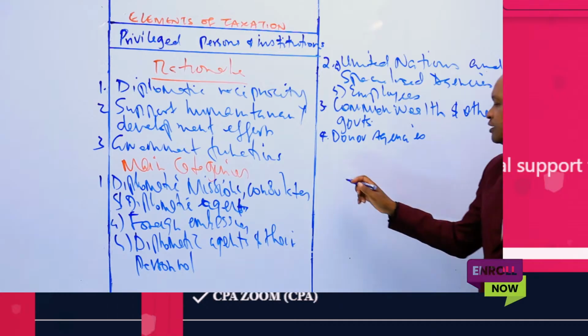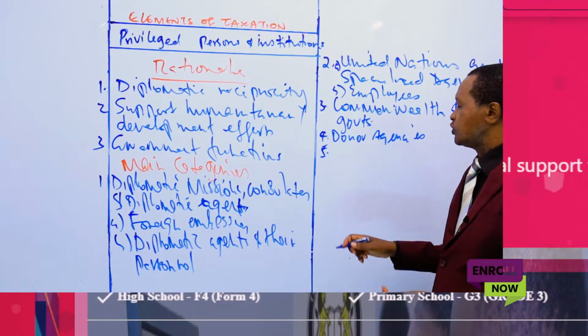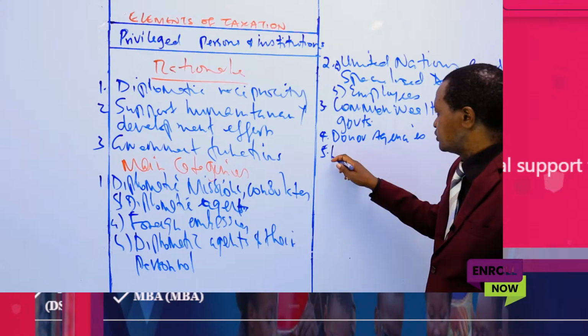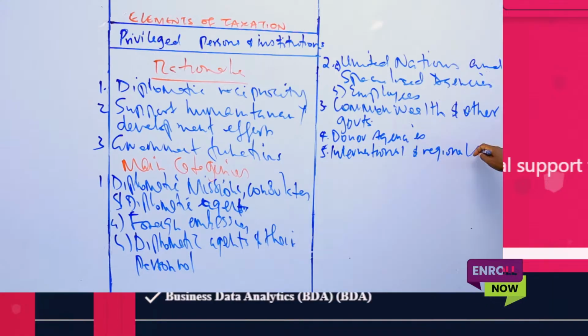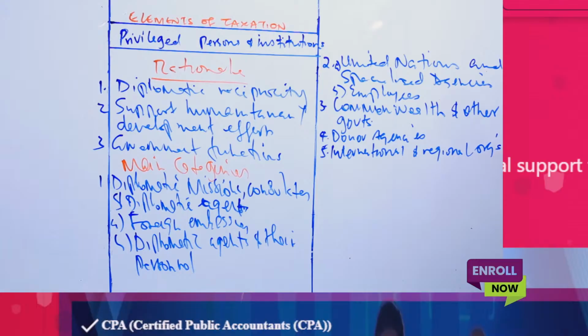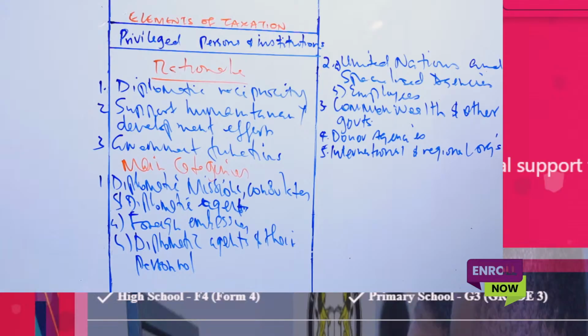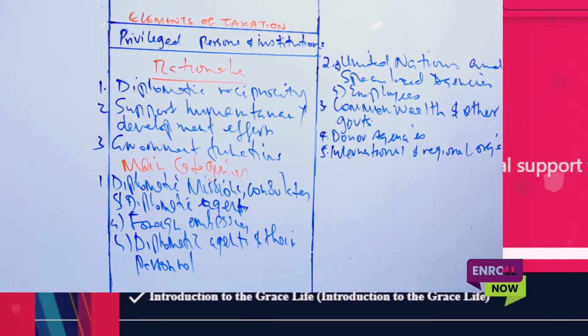Then we can include international and regional organizations. We have other international or regional organizations that may be granted zero rated status based on specific agreements or legal provisions.